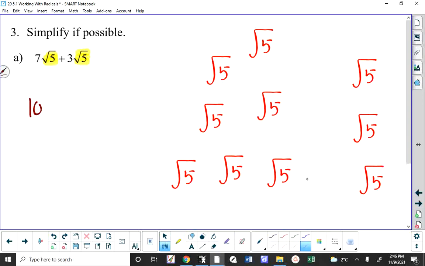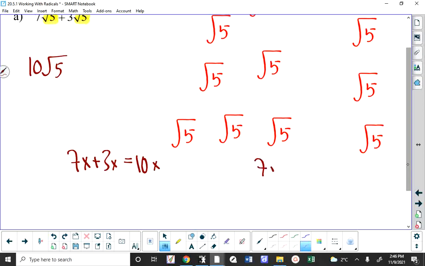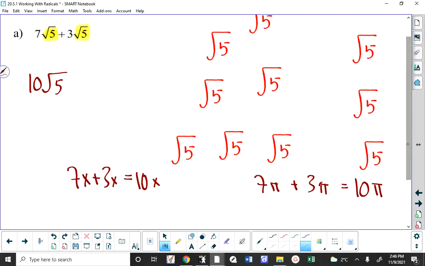This is no different than saying 7x plus 3x is 10x. It's no different than saying 7 pi plus 3 pi is 10 pi. So the answer is 10 root 5.